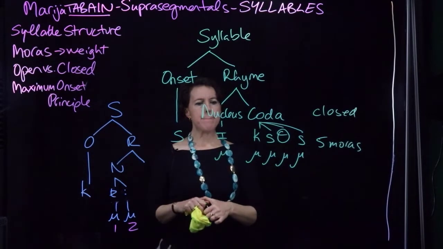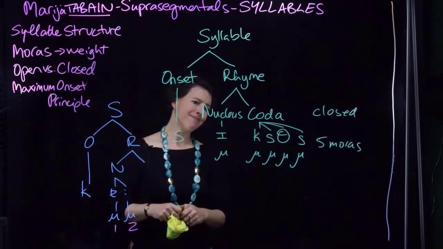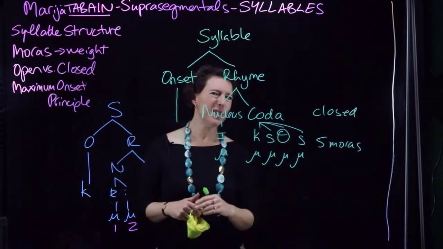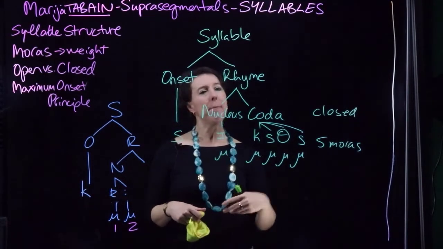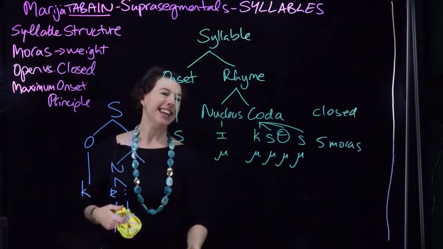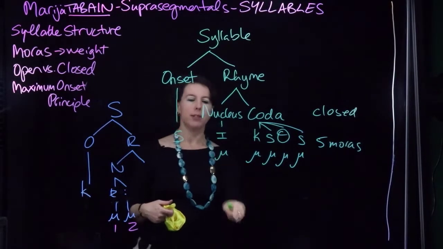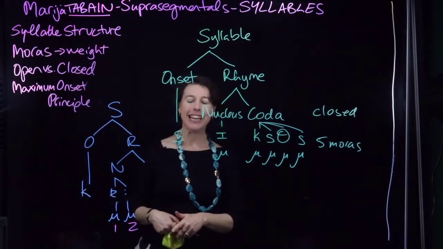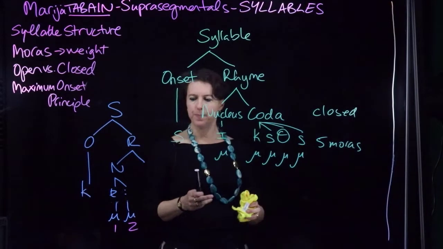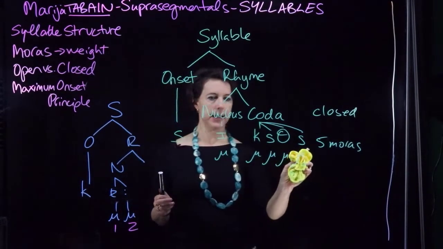In reality, languages don't really count past 2 or 3 moras. They sort of stop counting at 2 or 3. But for the purposes of this class, just to show that we're understanding what the mora is, that it's only what occurs in the rhyme, we're going to count all of them. So we'll say this has 5 moras there. I'll rub this out. So that's 6.